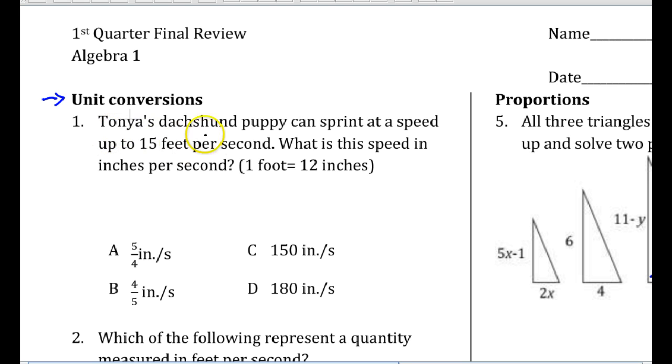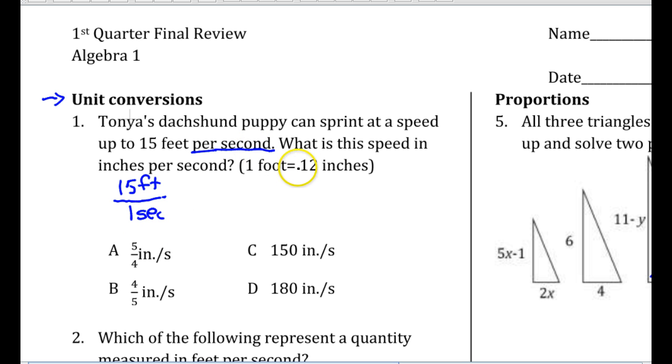So Tanya's dachshund puppy can sprint a speed of 15 feet per second. What is the speed in inches per second? We know that 1 foot is 12 inches. So 15 feet, let's write this down, 15 feet. Per second means for every 1 second, so it means over seconds. We always associate that "per" with being on the bottom.